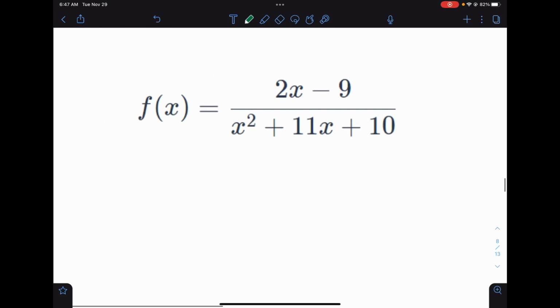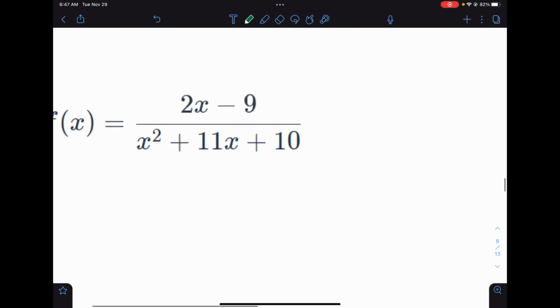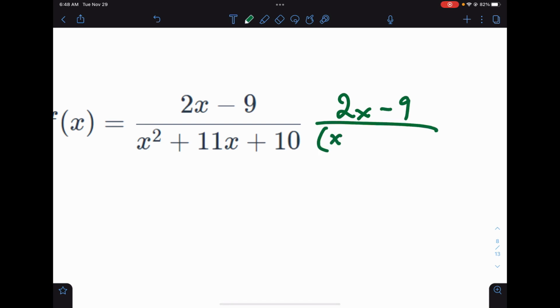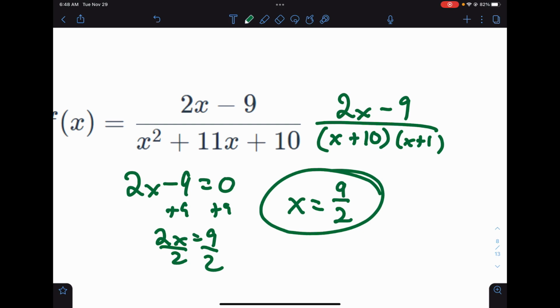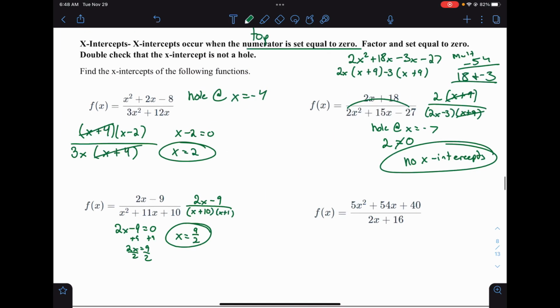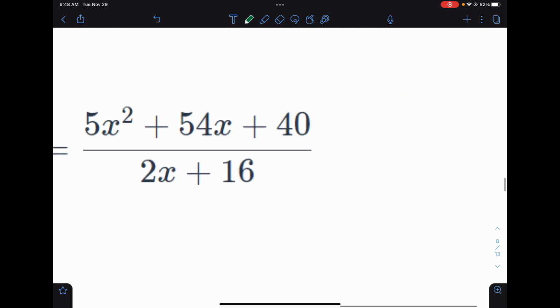Let's try the next one. All right, so in the numerator here, we cannot factor anything, so we just get 2x minus 9. Here, we're going to end up with x plus 10, x plus 1. So nothing cancels, all right? So we're just going to set our top equal to 0. We add 9. Divided by 2. We get that x equals 9 over 2, or 4.5. So our x-intercept here is going to be 9/2. All right, let's try the next one.